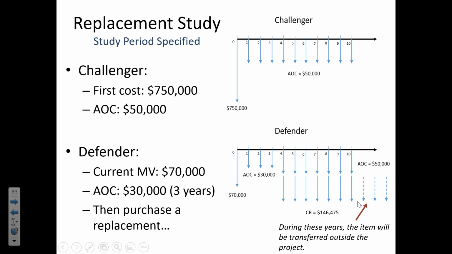The only kind of tricky thing is that the Challenger lasts for 10 years. And so you'd take these remaining years of operation and assign it to another project. So you just assume that the equipment is being used in some other capacity, or maybe it can be sold. It's just you're early terminating the Challenger option so that it's not included in the 10-year study period.